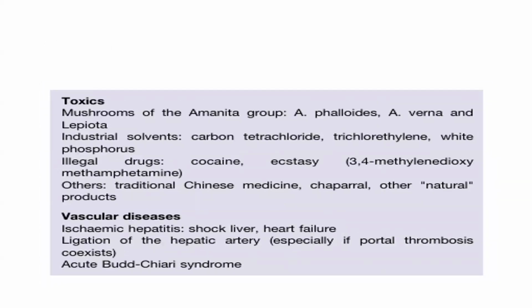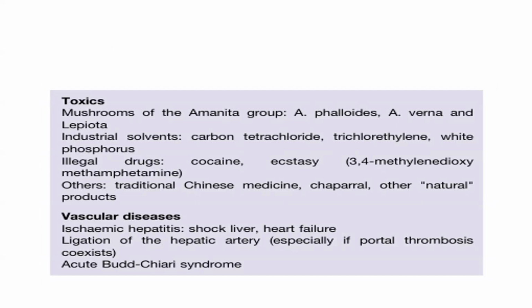Toxins include mushrooms of the Amanita group, that is A. phalloides, A. verna, and Lepiota. Industrial solvents like carbon tetrachloride, trichloroethylene, white phosphorus. Illegal drugs like cocaine, ecstasy, and others. Traditional Chinese medicine, chaparral, and other natural products.